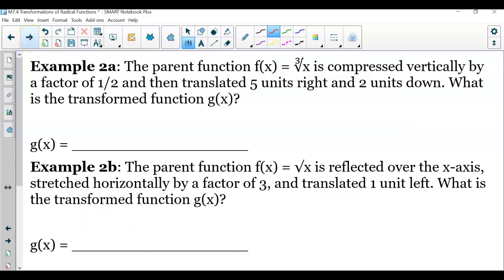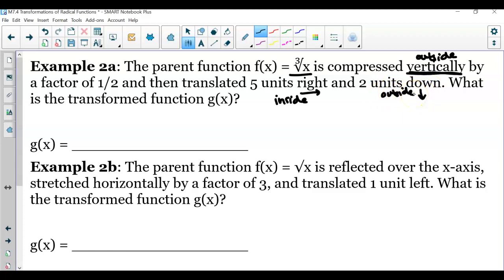Then the last examples, we're going the other direction. So you're given the original. So we're starting with the cube root of x. We're compressing vertically by a factor of 1/2. So remember, vertical means anything on the outside of the radical. Then translated 5 units to the right. Now this is horizontal, so this is going to be on the inside of the radical. But then again, here's a down, which is vertical. So again, this is on the outside.